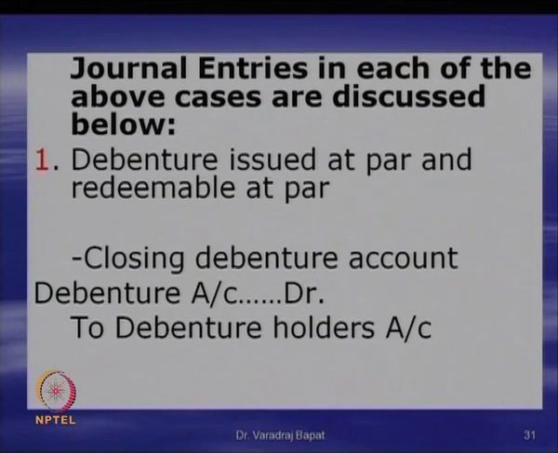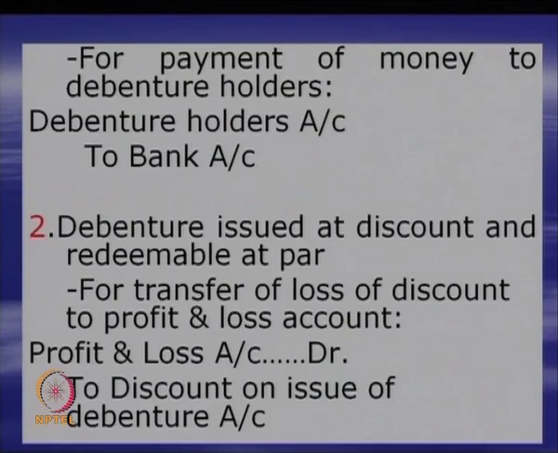So, the first entry was passed for debenture account debit to debenture holders account. So, the debenture is cancelled and money is credited to the holders. Second entry is for debenture holders to bank. So, the money is actually paid back to the debenture holders. Okay. Now, let us go to the second case.